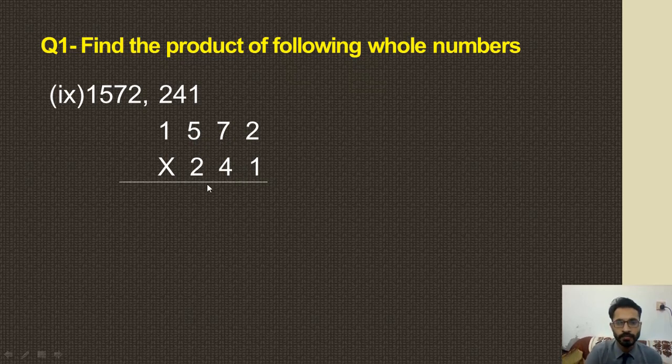After putting a line we will multiply 1. When we multiply 1 with 2, 2 1s are 2. 2 will be written under 2 and 1. 1 7s are 7. 7 will be written under 7 and 4. After that 1 will multiply 5. 1 multiplied by 5 is 5. 5 will be written under 5 and 2. Similarly 1 1s are 1, and this 1 will be written under this one.